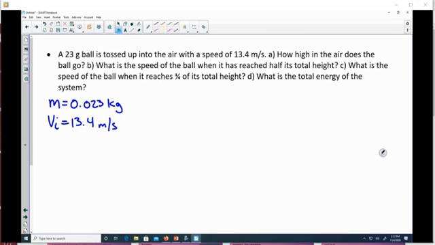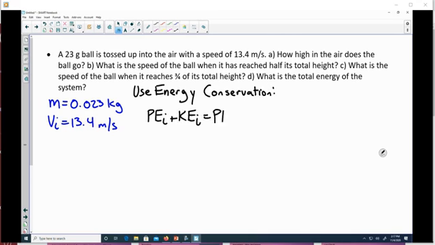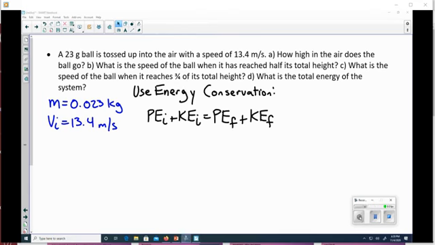So to do this, we're going to use the conservation of energy. The potential energy and the kinetic energy initial should be equal to the potential energy and the kinetic energy final. So in the case of the entire problem, since the ball is tossed up in the air from the ground, the initial potential energy will be 0. For part A, when the ball reaches the top, its highest point, its velocity goes to 0. And so the final kinetic energy would be 0.